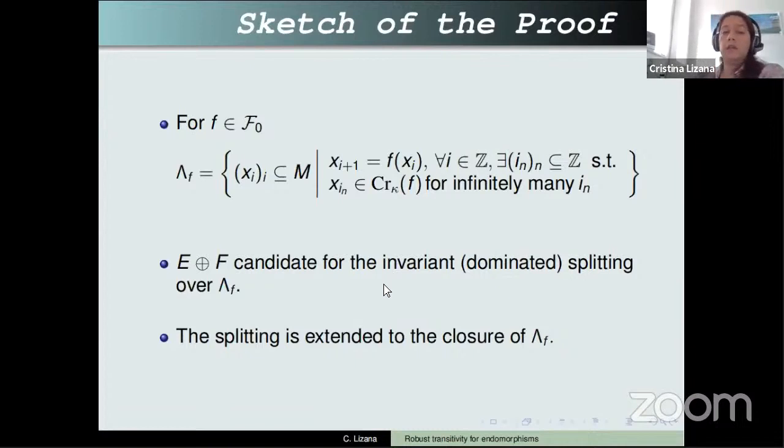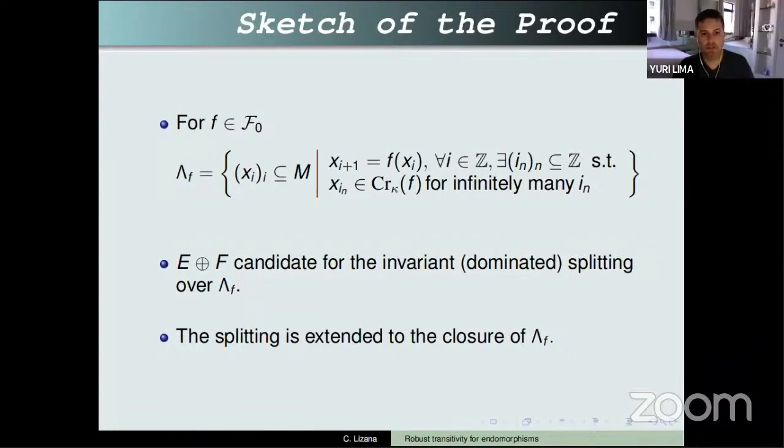So the last part to conclude the result is the following. You had the splitting over your lambda F set. Now, using the fact that F is transitive and this set here is not empty, you prove that the lambda F set is a dense set in your manifold. So for this splitting, you have a control of the angle between the subbundles, and using the density of lambda F over the manifold, you can extend this splitting to the closure of the lambda F, that is actually the manifold. So that is basically the idea.